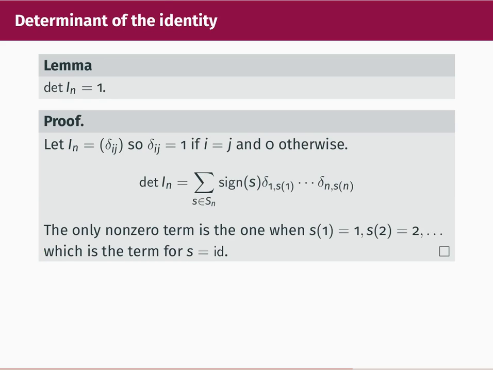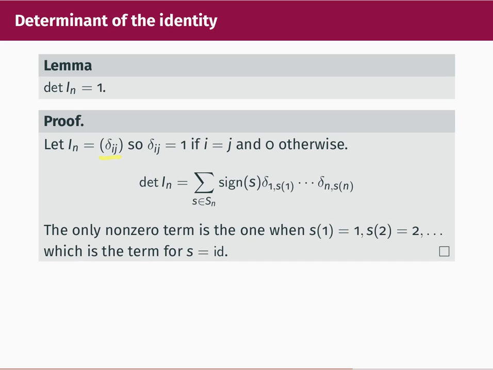Let's prove a slightly simpler result now about the determinant of the identity matrix. That's always equal to 1. And it's actually very easy to prove this using the summation definition of the determinant. If we use delta ij to represent the ij entry of the identity, then delta ij is 1 if i equals j and 0 otherwise.